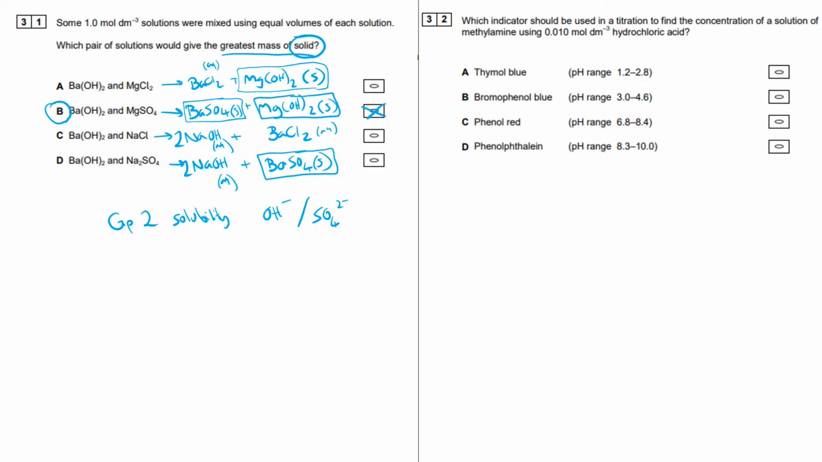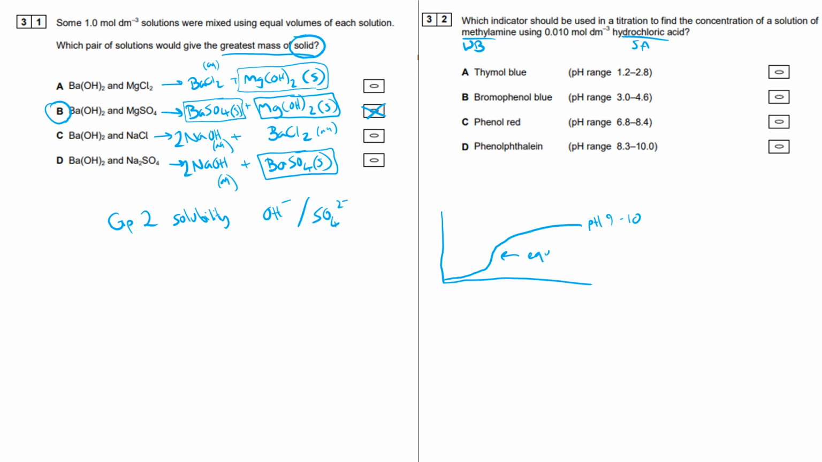Question 32. This is testing your understanding of pH curves or titration curves. Which indicator should be used in a titration to find the concentration of a solution of methylamine using 0.01 mole per decimeter cubed of hydrochloric acid? So methylamine is a weak base. Hydrochloric acid is a strong acid. So if you were adding the weak base to a strong acid, your pH curve would look like this. You'd start at a low pH, weak base would finish at around pH 9 to 10 depending on the concentration.